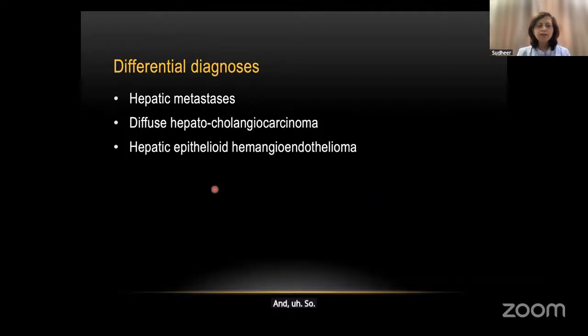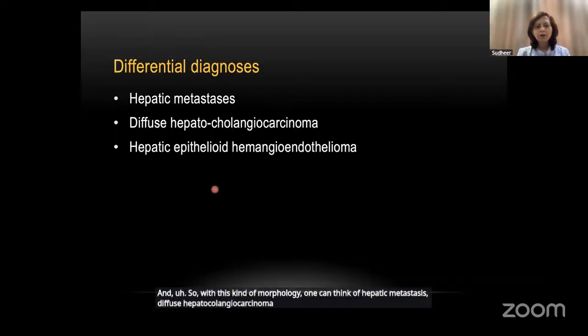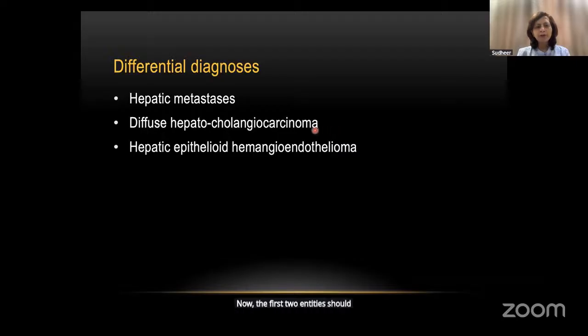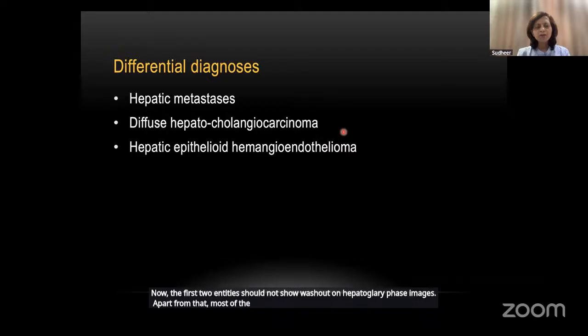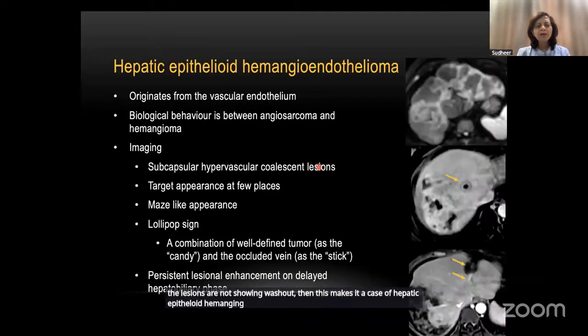So with this kind of morphology, one can think of hepatic metastasis, diffuse hepatocholangiocarcinoma, or hepatic epithelioid hemangioendothelioma. Now, the first two entities should not show washout on hepatobiliary phase images. Apart from that, most of the picture may be confusing. But once you see that the lesions are not showing washout, then this makes it a case of hepatic epithelioid hemangioendothelioma, which is a tumor arising from vascular endothelium.